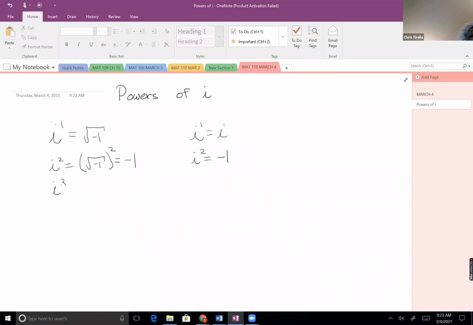Then when I look for i to the third, in order to evaluate this, I'm going to think of i to the third as being i to the second times i. I to the second, we just said is negative 1. And so negative 1 times i would be negative i. So i to the third gives me negative i. That reasoning okay so far?